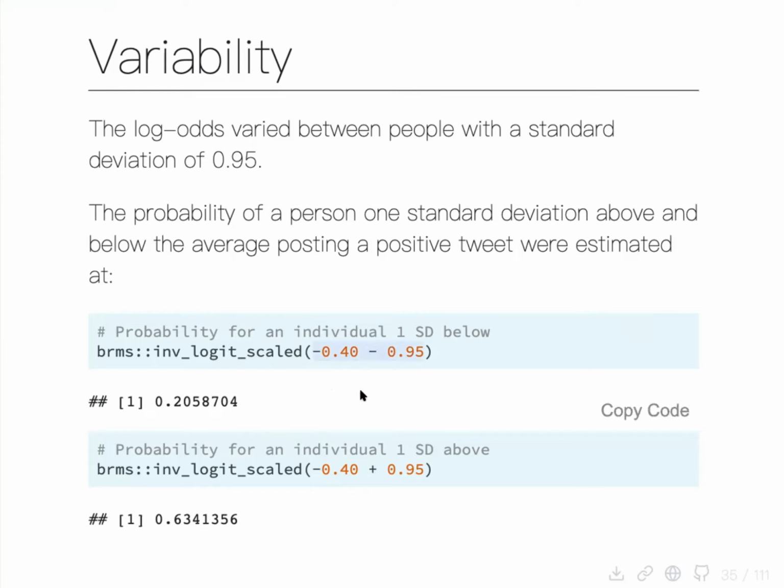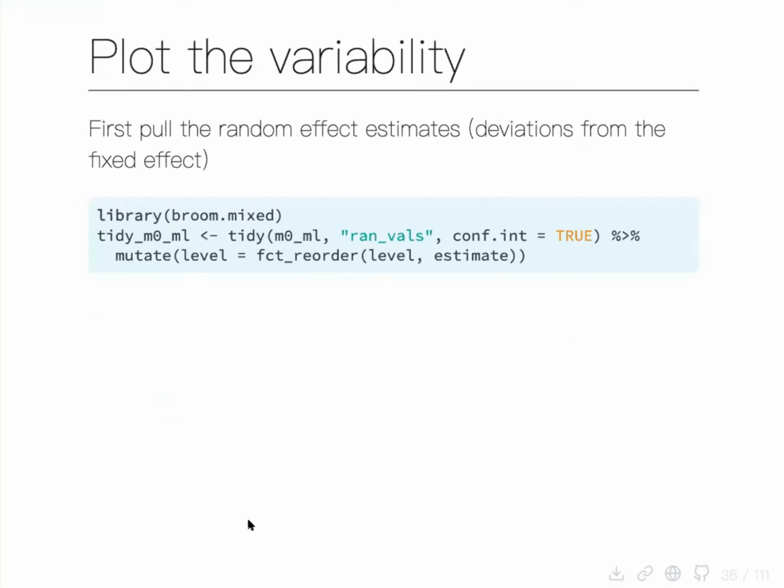So somebody who's 1 standard deviation below the mean would have about a 20% chance of posting a tweet with a positive sentiment, okay? And then somebody who's 1 standard deviation above the mean would have about a 63% chance, according to our model, okay?